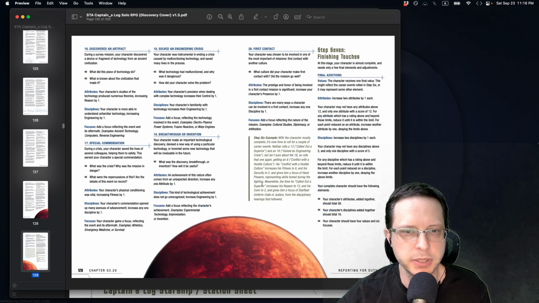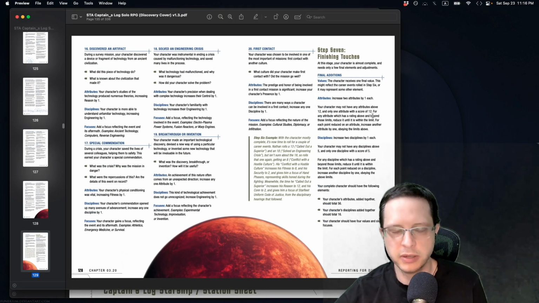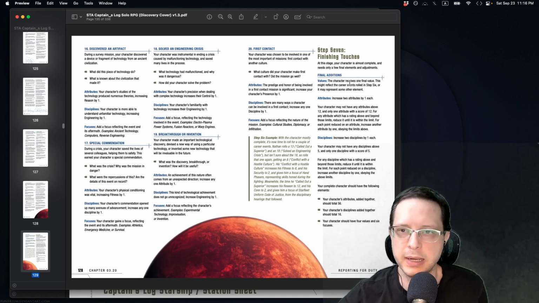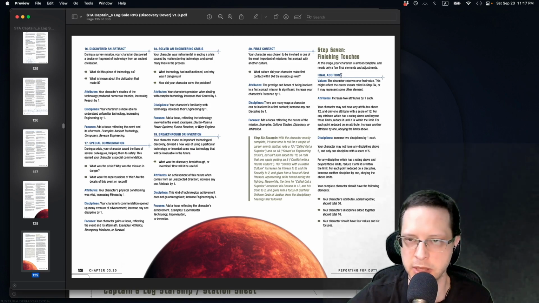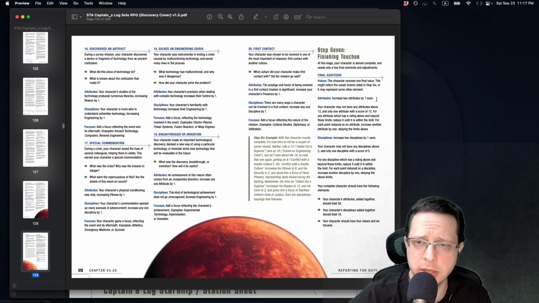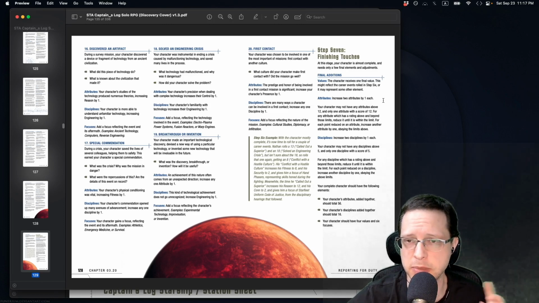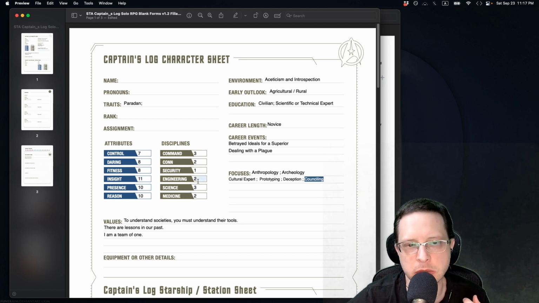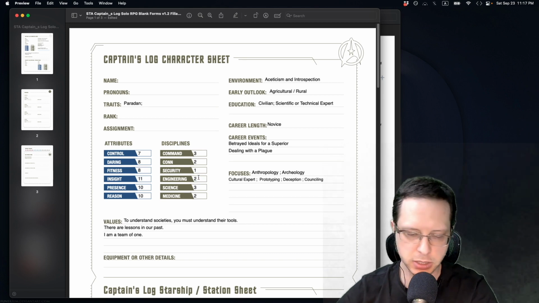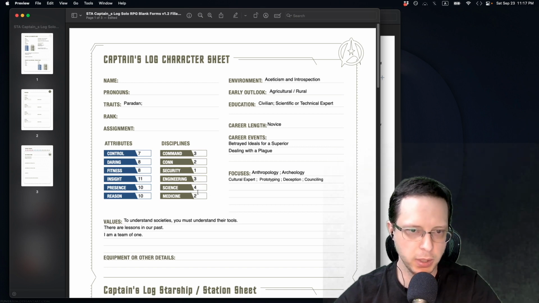Alrighty. Now it is time for our finishing touches. So we gain a final value. This could reflect things that happened in the last step, or just something that represents some other element of this character that we're trying to introduce. We can increase 2 attributes by 1 each, and increase 2 disciplines by 1 each. I'm going to say that the 2 disciplines we're going to increase are engineering, which will be increased to 3, and science, which will be increased to 4.